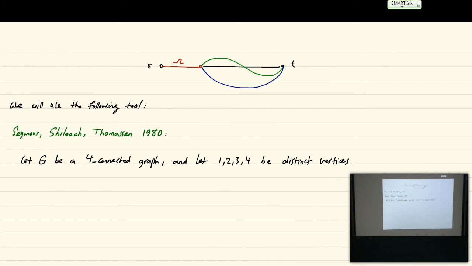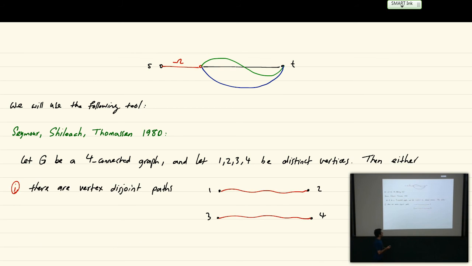So in the first case, this result is going to be very useful. There is this result independently proven by three people, Seymour, Schrijver, and Thomassen in 1980, which is a linkage type result. So you give me a four-connected graph and four distinct vertices. Then you can either find two vertex disjoint paths, one connecting 1 to 2, one connecting 3 to 4.